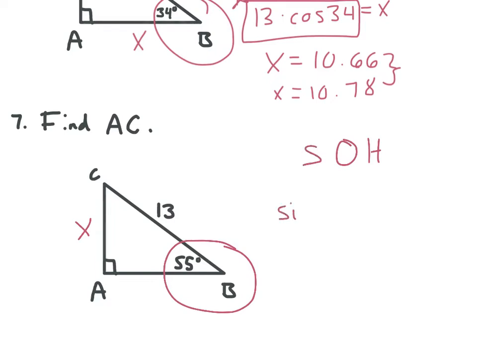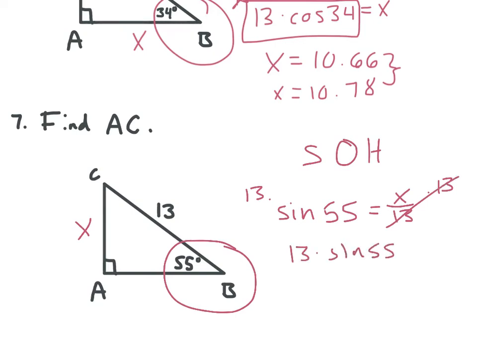Sine. So we're going to do the sine of 55, and that's going to be equal to x over 13. So we can multiply 13 on both sides. It cancels out on the right, so we get 13 times sine of 55 is equal to x. So we're going to put this into our calculator. 10.64. Close enough.